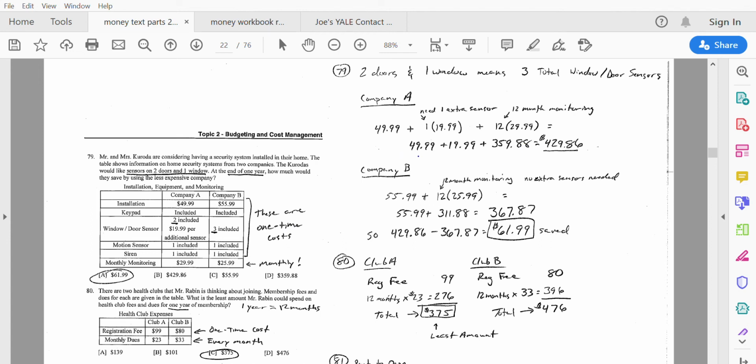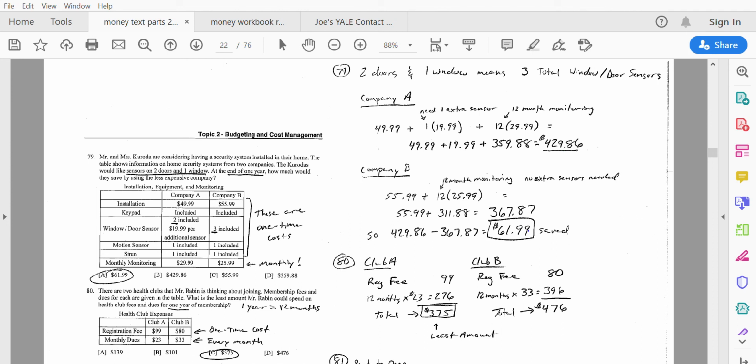Okay, so we bring this $49.99 down. 1 times $19.99 is $19.99. 12 times $29.99 gives us the $359.88. We add all those together. So after the installation, the extra sensor, and the 12 months, okay, it would be $429.86.